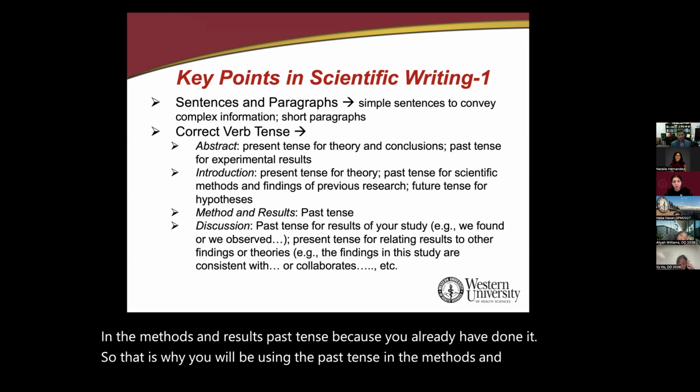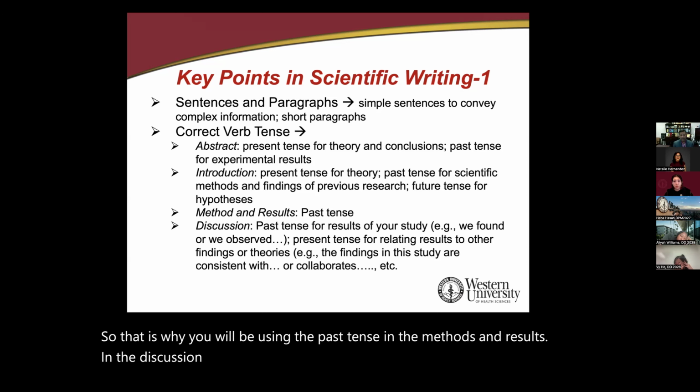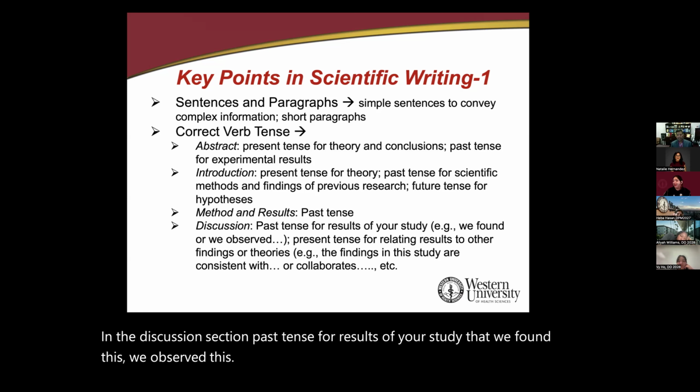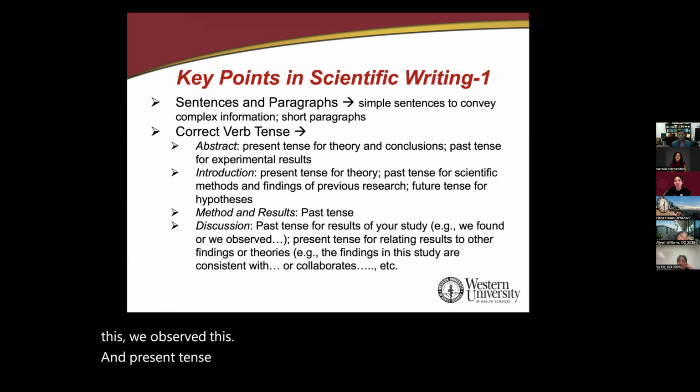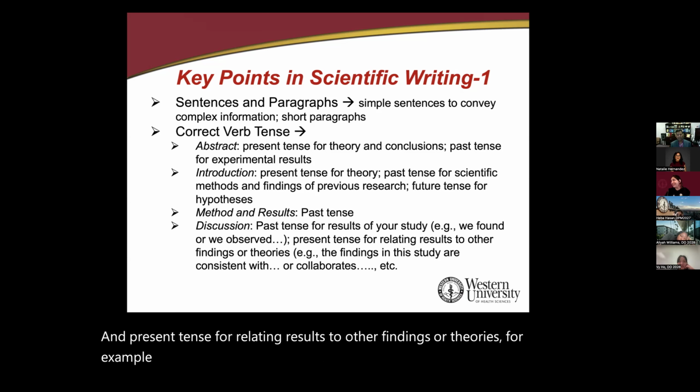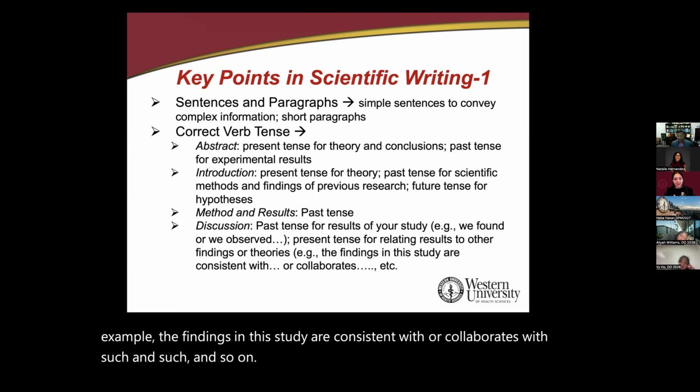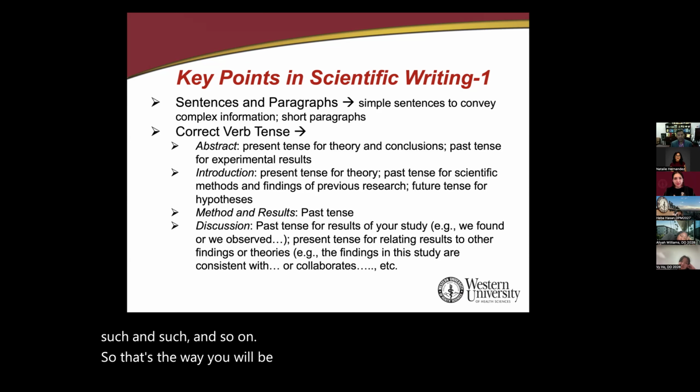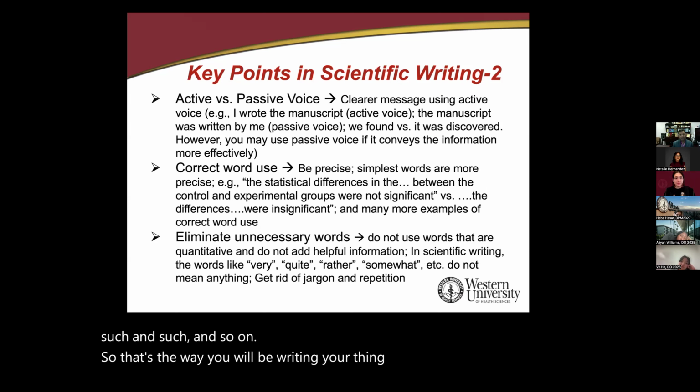In the discussion section, use past tense for results of your study, that we found this, we observed this. And use present tense for relating results to other findings or theories. For example, the findings in this study are consistent with or corroborate such and so on. So that's the way you will be writing in your paper.